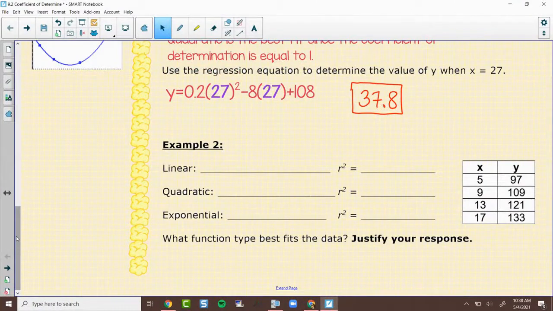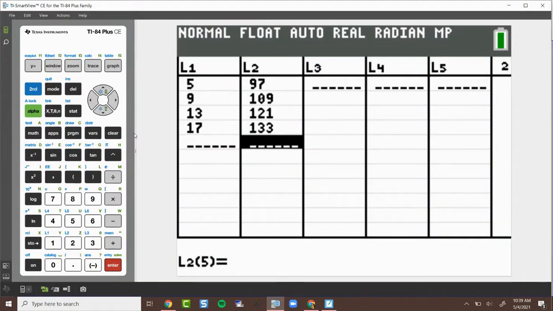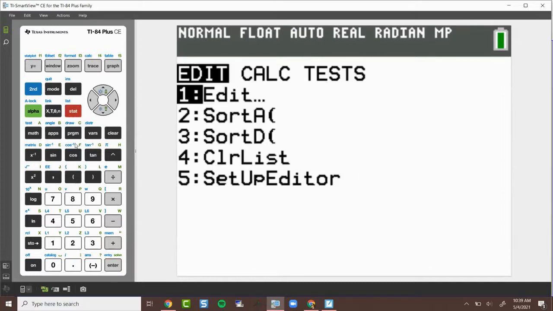All right, same thing here. Let's enter this new list into our graphing calculator. Okay, so here's what your list should look like. Again, that was stat edit. Let's go ahead and figure out if the line, the quadratic, or the exponential is the best fit.